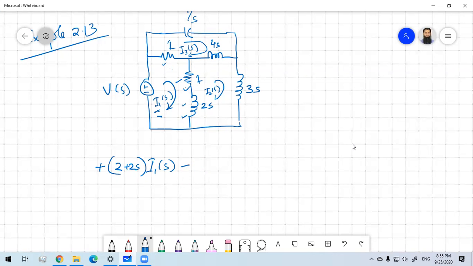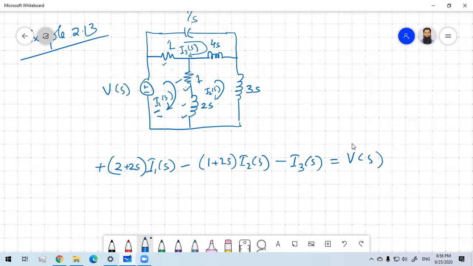Write the summation of the impedance first. Actually, the other way around will be better: twice s plus 1, times I1(s). Then you have I2(s), and then I3 is related to only this one, so you can just write I3(s), which should equal your Vs.